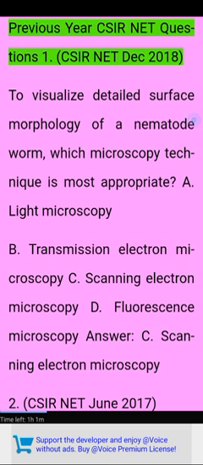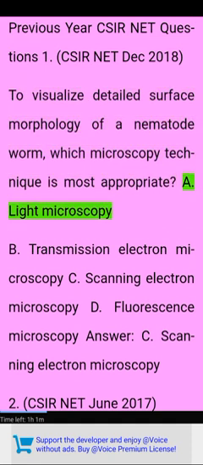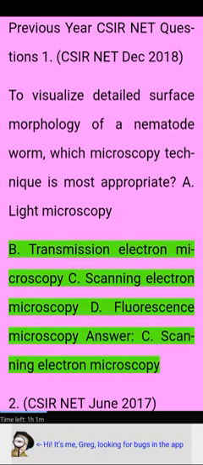Previous year CSIR-NET questions. 1. CSIR-NET Dec 2018. To visualize detailed surface morphology of a nematode worm, which microscopy technique is most appropriate? A. Light microscopy. B. Transmission electron microscopy. C. Scanning electron microscopy. D. Fluorescence microscopy. Answer: C. Scanning electron microscopy.